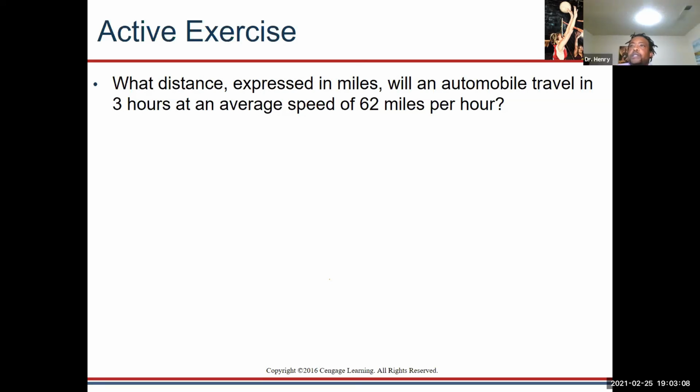Thanks. So what distance expressed in miles will an automobile travel in 3 hours at an average speed of 62 miles per hour? So you're given 3 hours. 62 miles per 1 hour. So what's my given and what's my equivalency? What is my given? 3 hours. Distance, time.